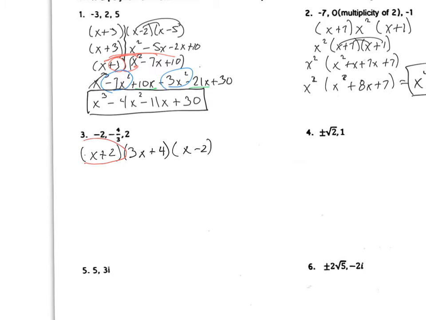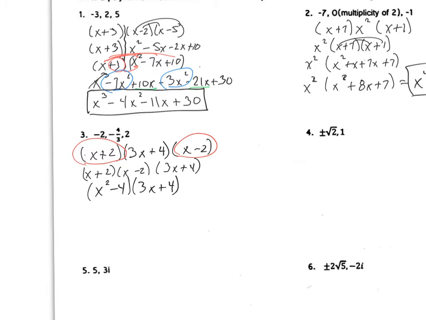Now I recognize these two as being easy to multiply together because they're a difference of 2 squares. So I'm going to multiply those two together first, and I'm going to leave this 3x plus 4 kind of out there. This is the difference of 2 squares, so it's simply just x squared minus 4. Use what you know about factoring to help yourself multiply faster.